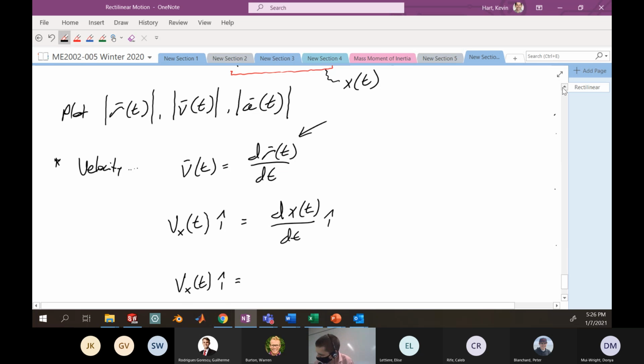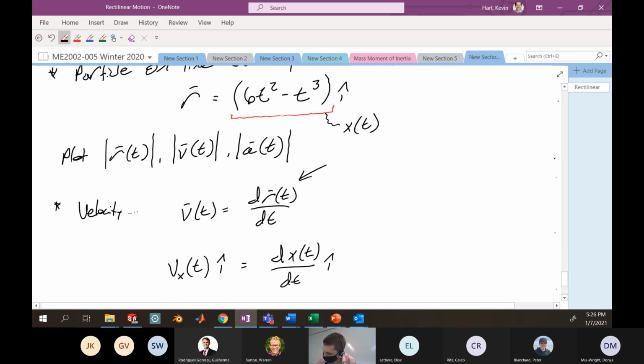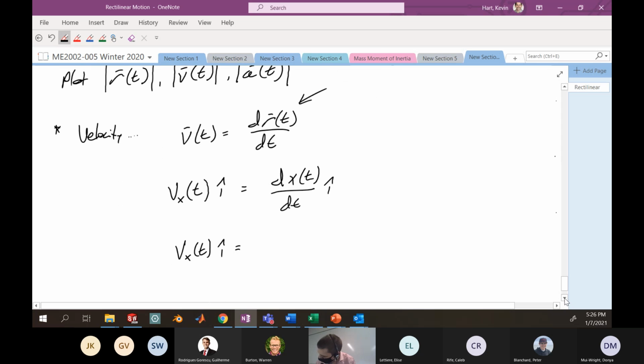All right, so the derivative of this expression with respect to time is just going to be 12t minus 3t squared in I hat.